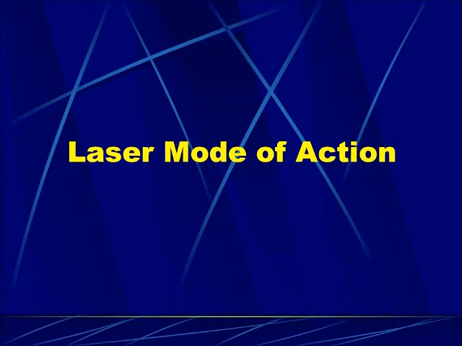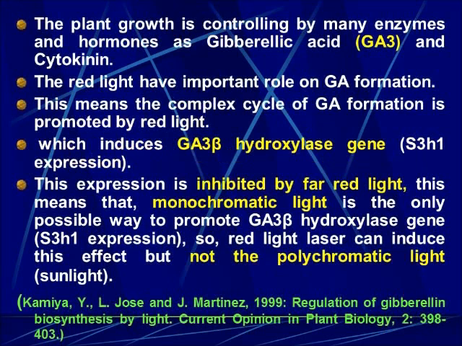The mode of action: what is the mode of action of laser? The plant growth is controlled by many enzymes and hormones, such as gibberellic acid and cytokinin. This is for promoting. And on the other side, the inhibitors, such as phenolic compounds and abscisic acid. The red light has an important role in gibberellic acid formation. This means that the complex cycle of gibberellic acid formation is promoted by red light.